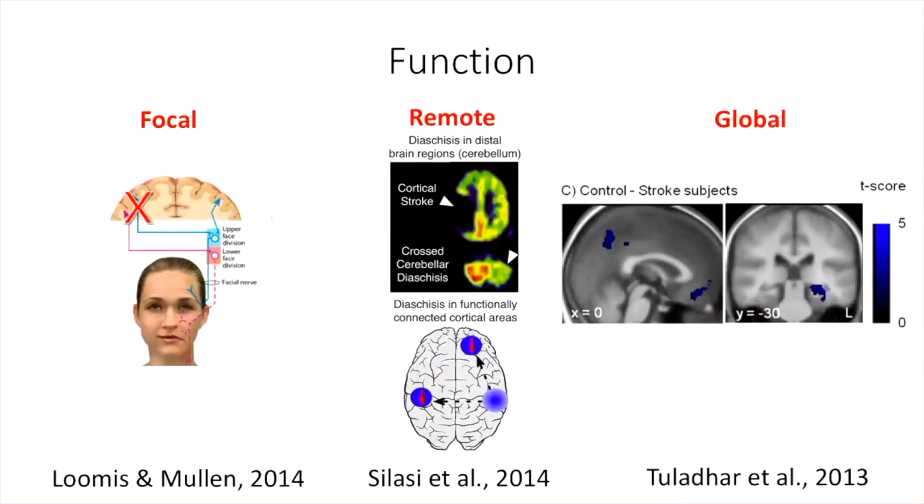Finally, you can get global effects. This is at 3 months, a reduction in default mode network connectivity in stroke patients compared to controls, and there are no strokes exactly in the network. So this is just a global effect of stroke on the brain.